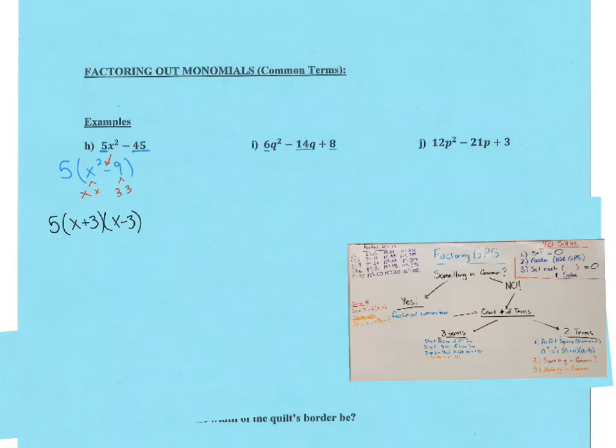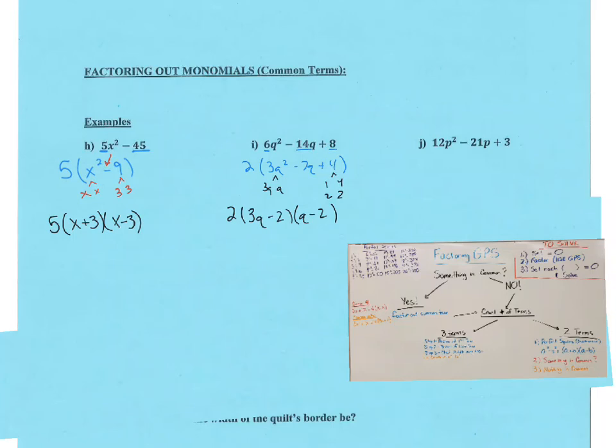All three of these are divisible by 2. So I put 2 outside the parentheses. I end up with 3q squared minus 7q plus 4. So they didn't share a letter, but they all shared a number. So now I do the inside the parentheses just like I've done before. 3q and q. How do I get 4? 1 and 4, 2 and 2. Let's guess 2. I'm going to guess 3q minus 2, q minus 2. Let's see if that works.